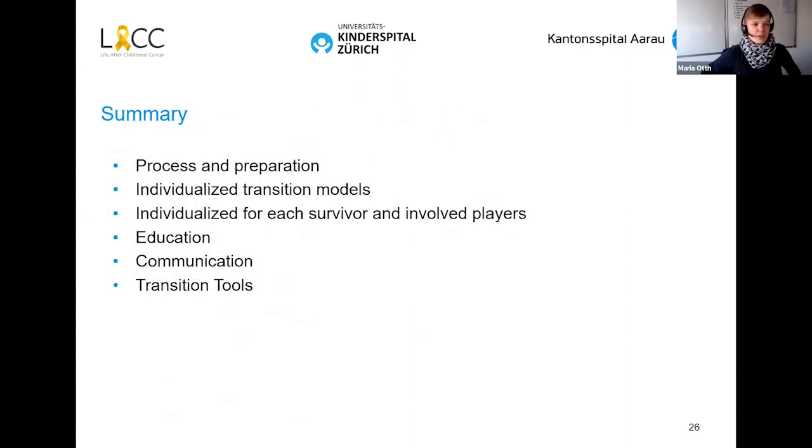This leads me to a brief summary. What I tried to show you is that transition really is a process, and it needs preparation of all involved people, from survivor to parents, and especially also adult physicians and all the different disciplines. It's an interdisciplinary approach, so it's not something for oncologists only; it needs all the other disciplines too. The transition itself should be individualized, and which transition model is used should also be individualized based on what's available in the country and the needs of the survivor.